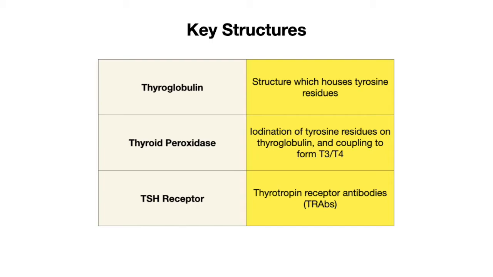Thyroid peroxidase, as we mentioned, is a key enzyme in thyroid hormone synthesis. It's responsible for both the iodination as well as the coupling that we discussed earlier. And the last thing to remember is our TSH receptor.